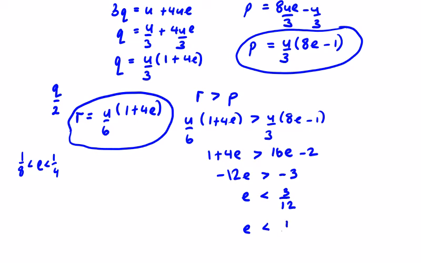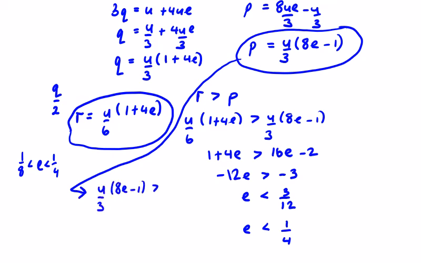So e would have to be less than 1/4. So we have the quarter part, and now the eighth part. The speed of A has to be greater than 0, so u over 3 times 8e minus 1 has to be greater than 0, which means that 8e minus 1 has to be greater than 0, or 8e greater than 1, or e greater than 1/8. So now we have what they were looking for.